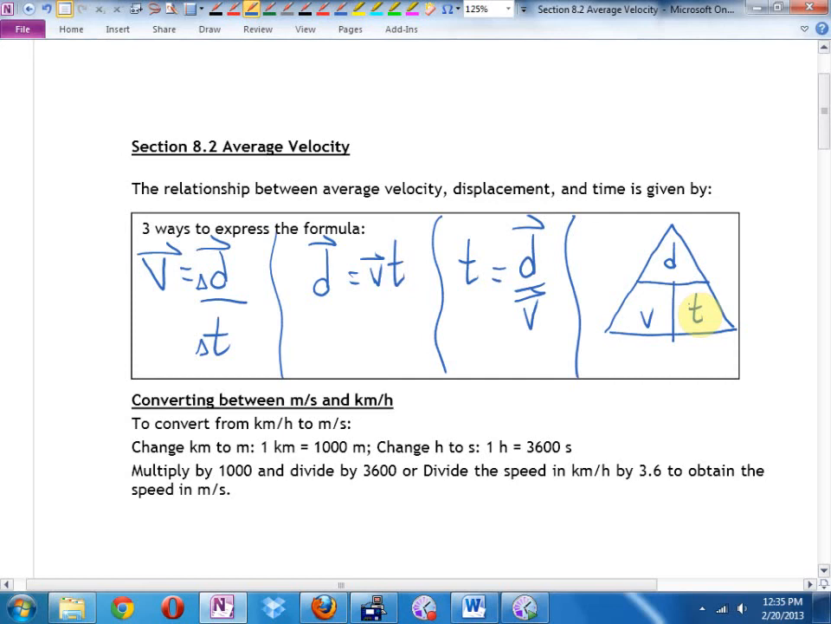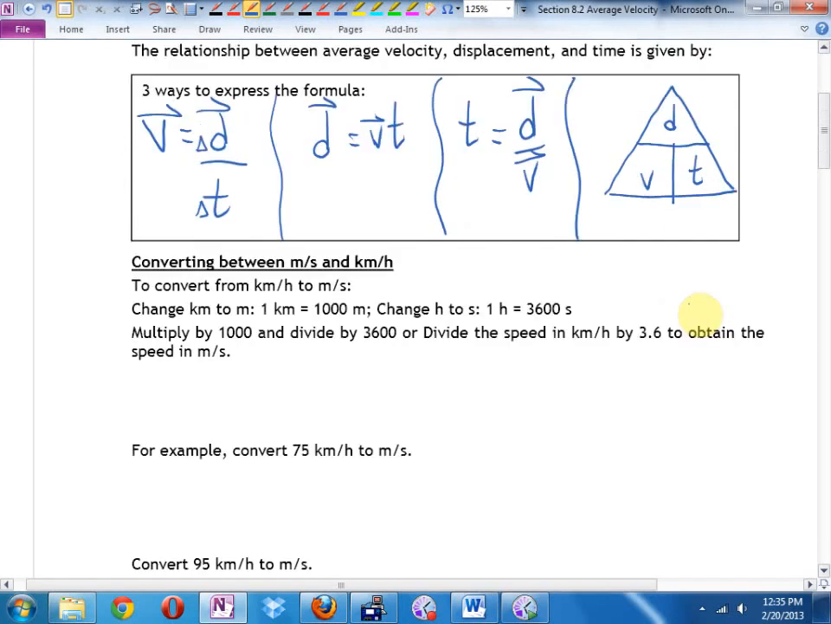Anyways, apparently, to find V, I cover up the V, and it's distance over time. To find D, I cover up the D, and it's V times T. To find T, I cover up the T, and it's D over V. I won't give you that. You can memorize that if you want to. Actually, you get all the equations on your formula sheet. The green sheet that I gave you that has the radiation stuff on it has these equations on the bottom.